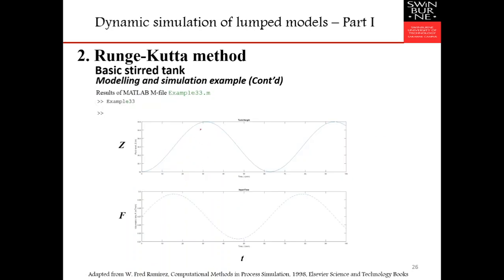So this will be the result of what you have. This will be your Z that varies with time from 0 to 100. This will be the flow rate from 0 to 100.